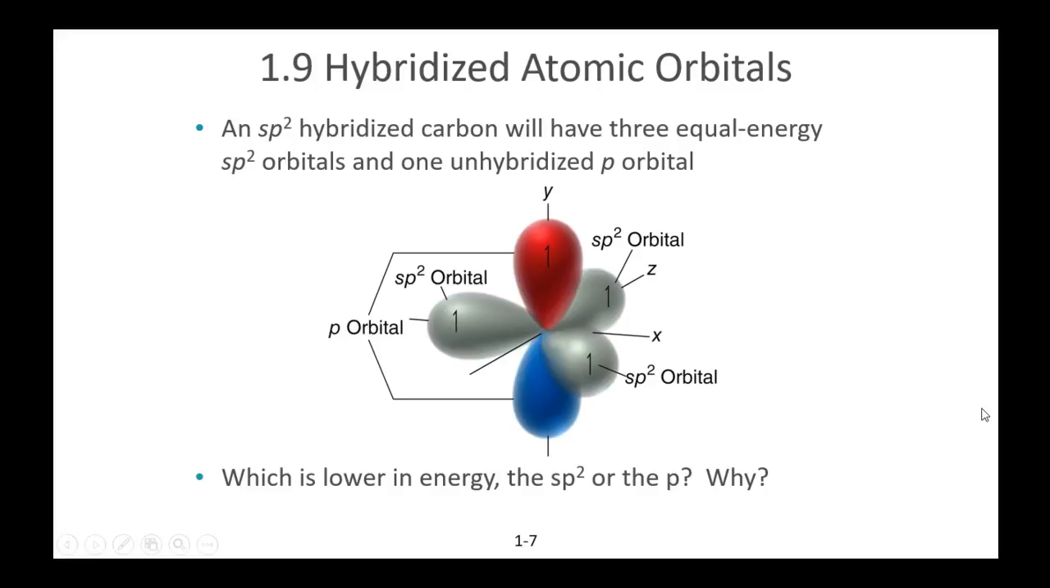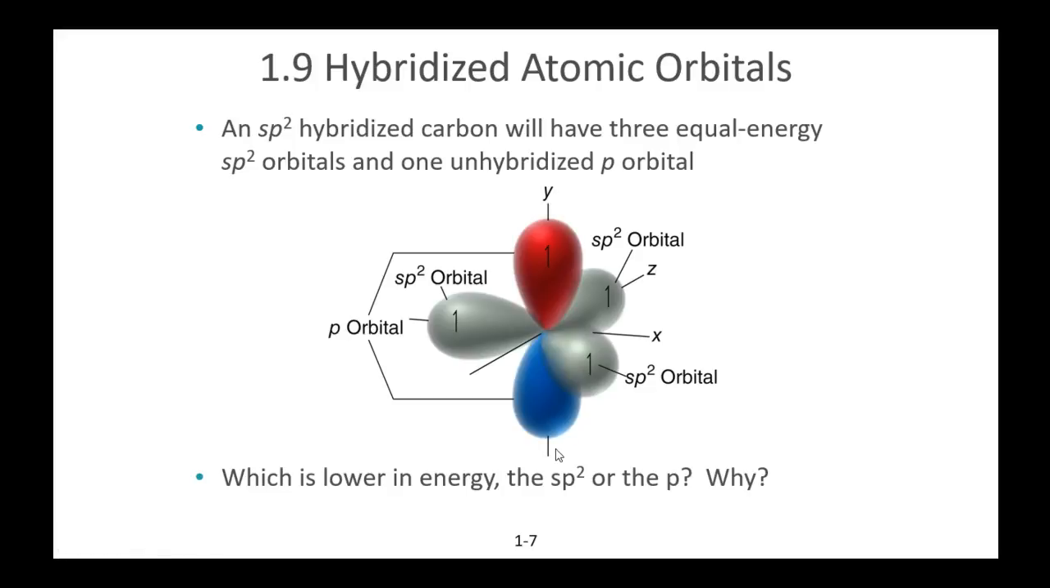Take a look at the geometry of our orbitals. The 3 sp2 orbitals, shown right here, have bond angles of 120 degrees between them. Furthermore, we can see that they all lie within the same plane. The unhybridized p orbital is perpendicular to that plane.